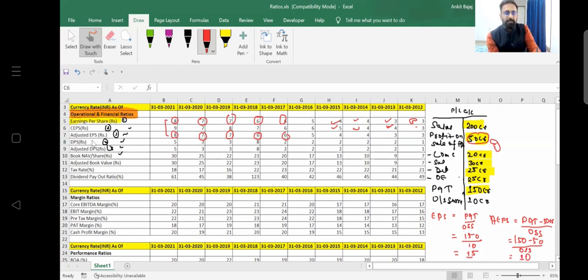Now, what is DPS? The next concept which we learn is DPS. DPS means dividend per share. Now, what is the EPS of the company? EPS of the company is 15 here. It is not necessary that whatever profit is earned for equity shareholders, the company will distribute the complete profit. It depends upon the directors' decision. The directors decide how much dividend they should pay to the shareholders. So here, suppose the company has earned a profit of 150 crore.